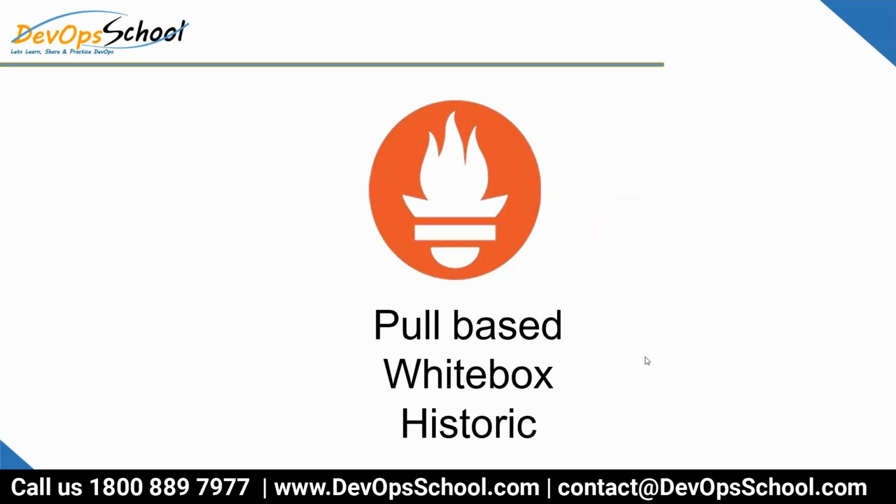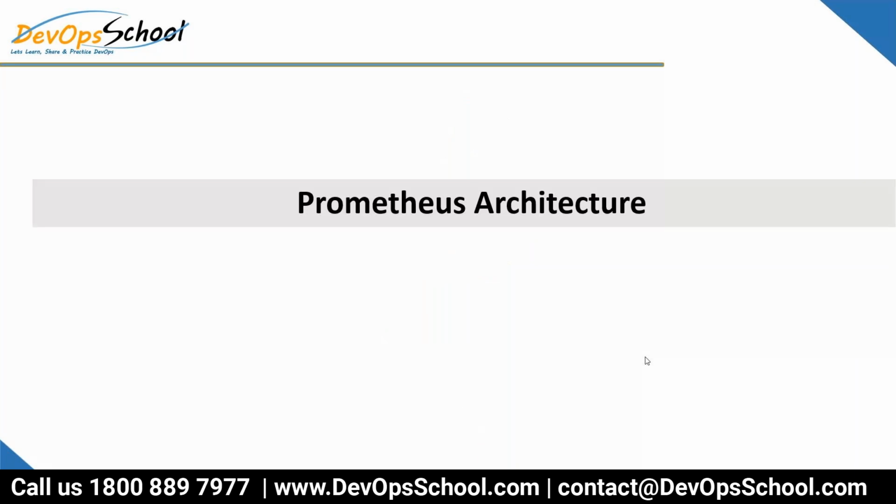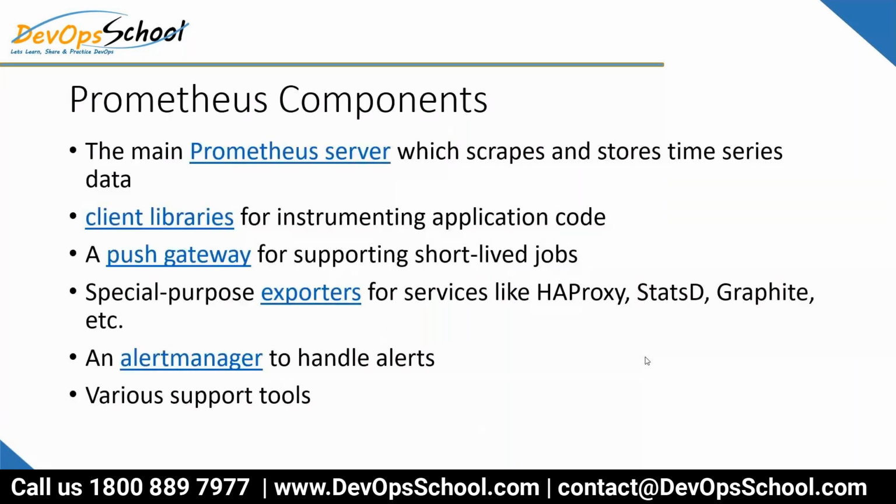Now, what is the architecture? In Prometheus, we have a server. That is one component. The second thing, we have an exporter. Third, we have client libraries. Fourth, we have a push gateway. And fifth, we have Alertmanager. So five components primarily. There are a few more components we need to discuss. I want to have a good image, and I think this is a good image. Let me explain this in a little more detail.